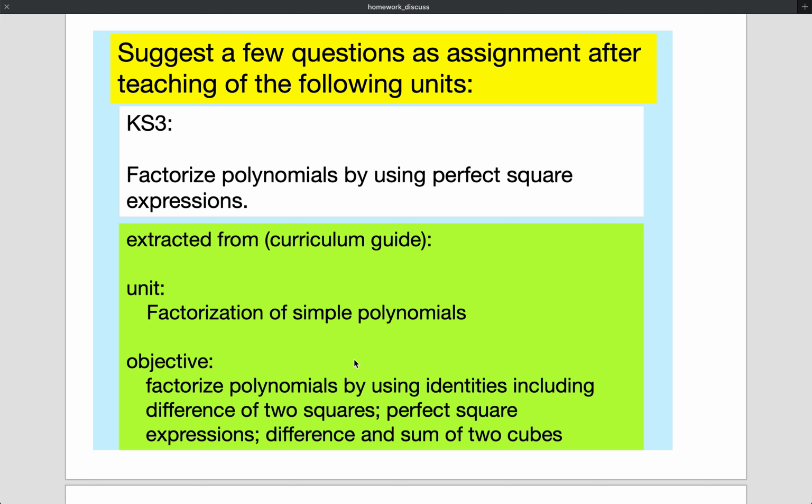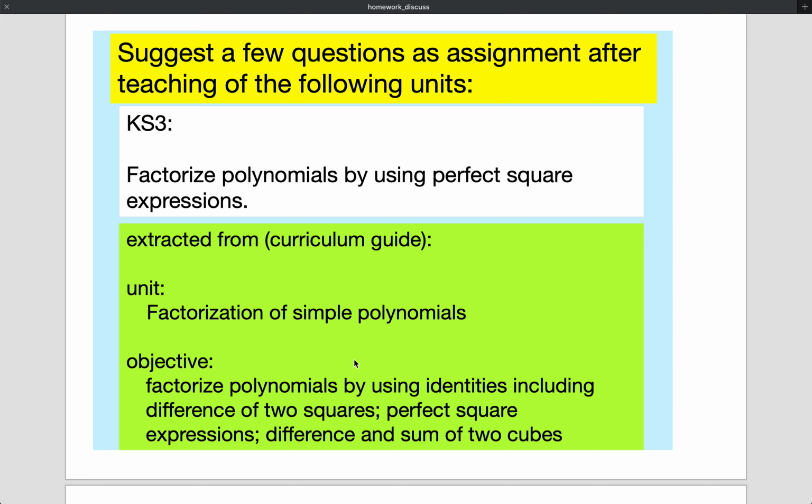And we are talking about factorization. That means if you're given a trinomial of perfect square form, then can you write it as the square of an expression? Now, this is another topic in algebra that can usually be covered in one lesson.